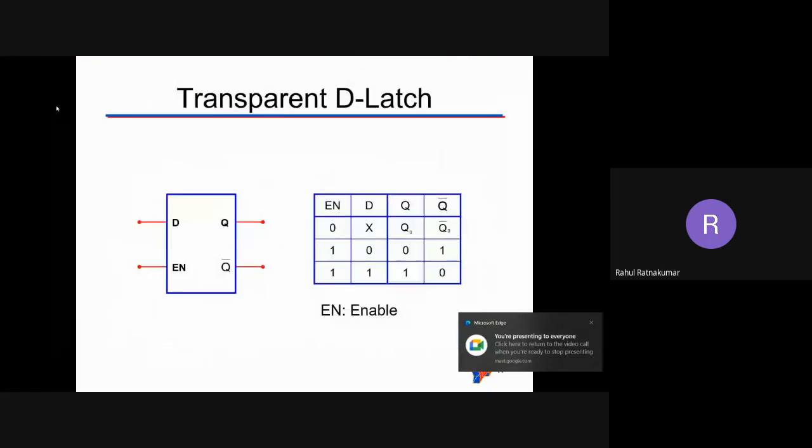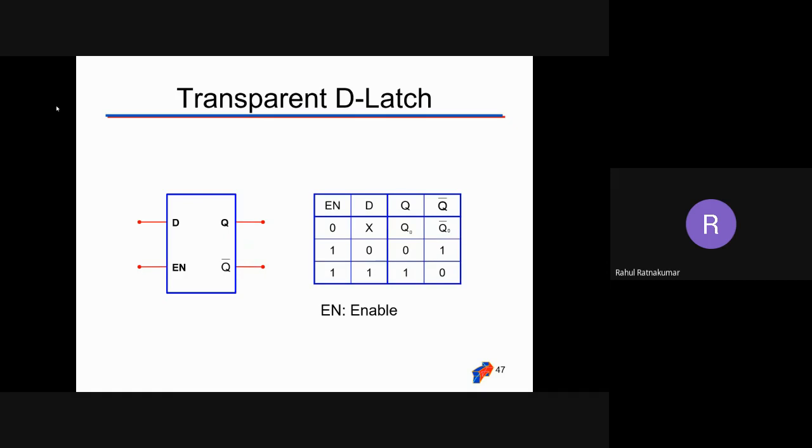Okay, so this is a transparent latch. I hope it is visible. Okay, fine. So here we have an enable signal instead of a clock. When enable is 0, it doesn't matter what the input is, the old outputs are maintained. Only when enable is 1 is my gate activated. When enable is high, D is going to Q. So this is also a transparent D latch.